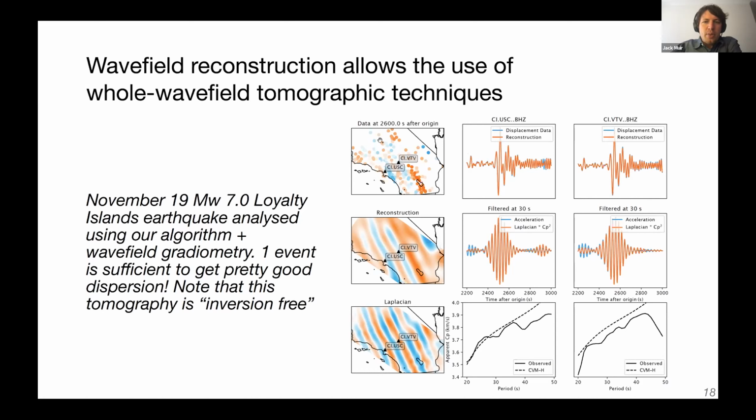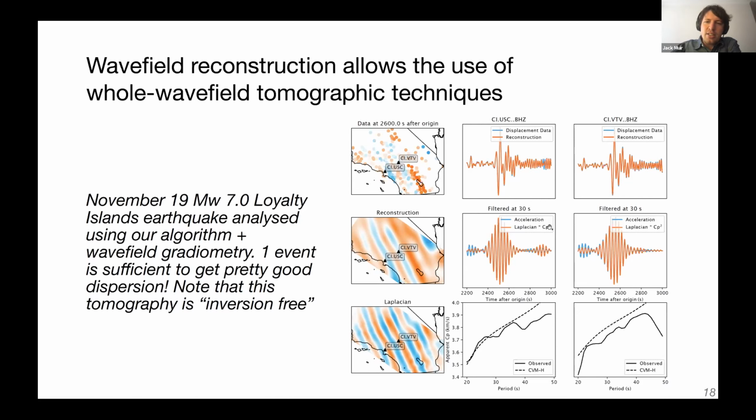And we can see if we take this data, we do the reconstruction, and we can get a Laplacian that looks very good. We can fit both the time domain waveforms, and interestingly, if we filter them, say at 30 seconds, we can calculate the acceleration at these two test stations, USC and VTV, and we can also calculate the spatial Laplacian and then multiply it by the best fitting phase velocity squared.